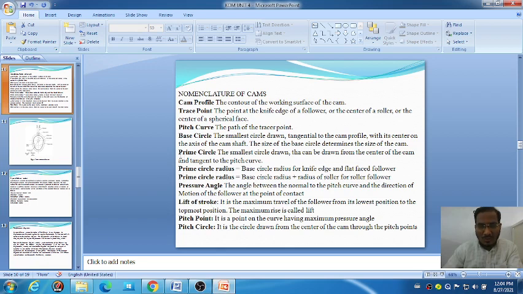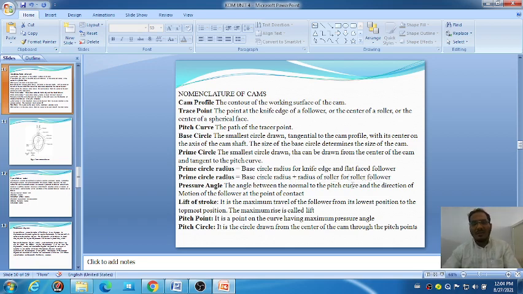I just now told you the prime circle, base circle, pitch curve, trace point, cam profile. Remember all these things. Prime circle radius is whatever radius that prime circle has, and commonly it is used in the knife edge and flat face follower. Prime circle radius is base circle radius plus radius of roller for the follower.